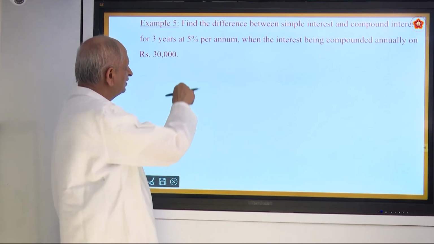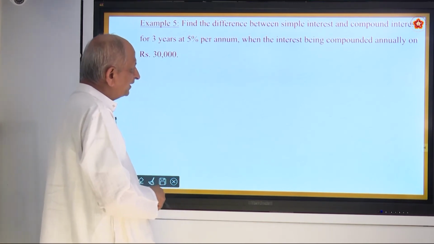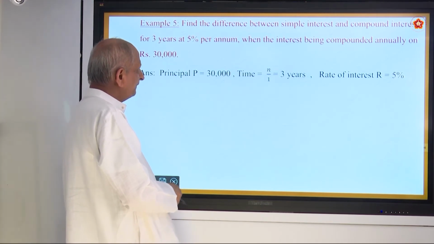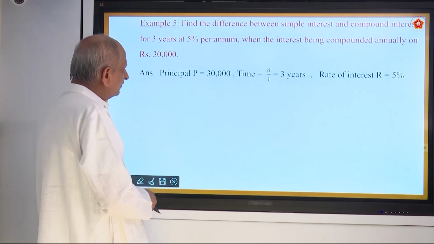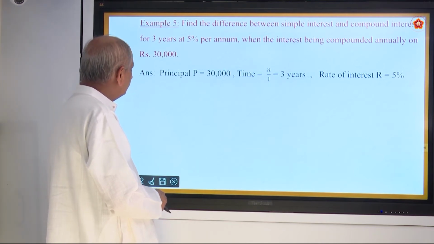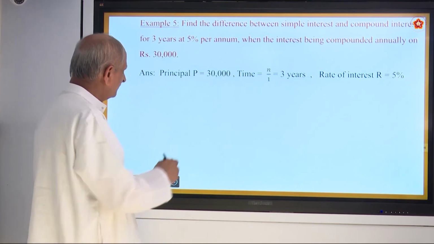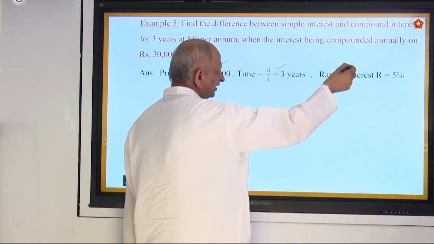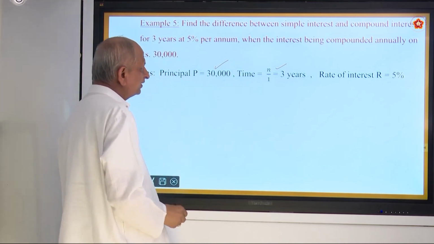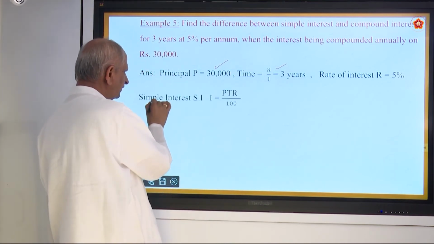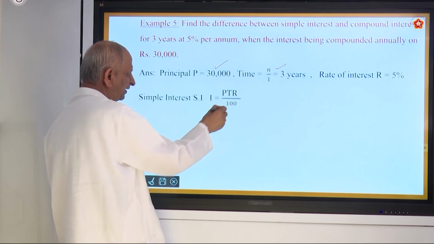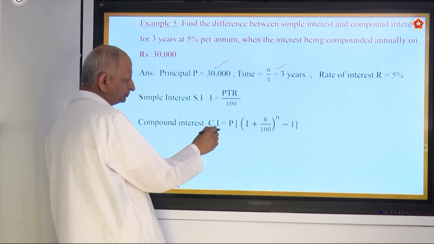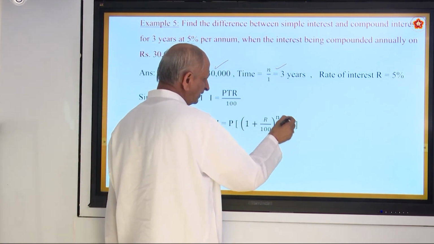Now we will come to today's topic. One more question. Find the difference between simple interest and compound interest for 3 years at a rate of 5%, when the interest is compounded annually, for rupees 30,000. So principal is 30,000, time is 3 years, rate of interest is 5. They are asking the difference. So simple interest is equal to PTR by 100 and compound interest is equal to P into (1 plus R by 100)^n minus 1.